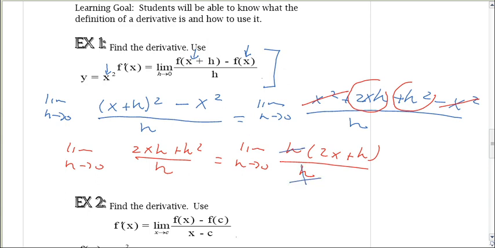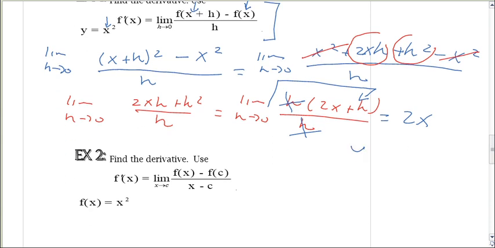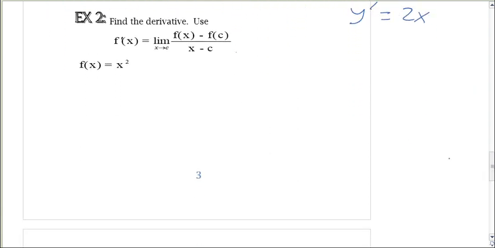So now I don't have to worry about my denominator being 0. Evaluate the h and you get 2x. So the first derivative of y equals x squared is 2x. Great. And how you would write that for a reader is y prime is equal to 2x. Alright, that was our first derivative. I'm proud of you guys.